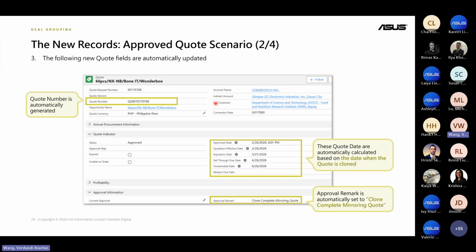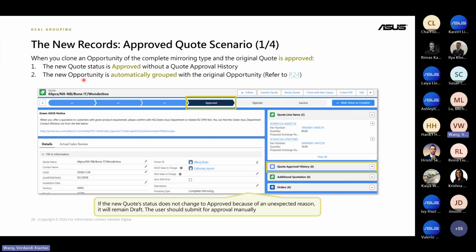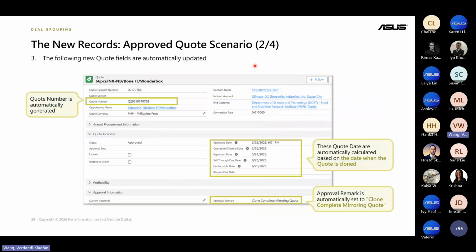Okay, as we mentioned before, the new opportunity and the original opportunity will be automatically grouped, just like in the draft quote scenario. And then the following new quote fields will be automatically updated: the quote number for the approved quote will be automatically generated, and the quote date is automatically calculated based on the day when the quote is cloned. And the approval remark will be set to the clone complete mirroring quote.